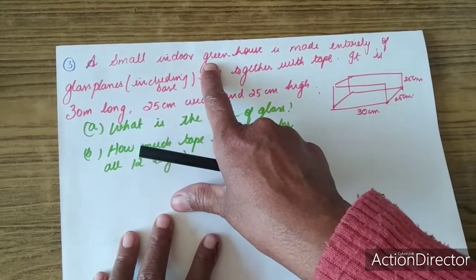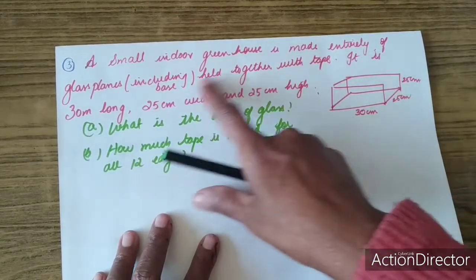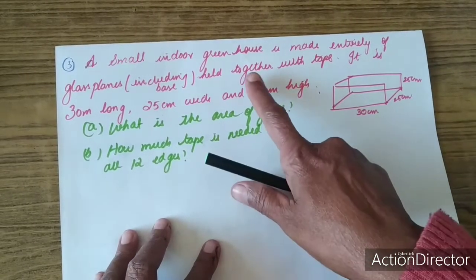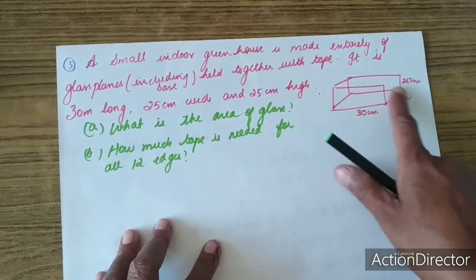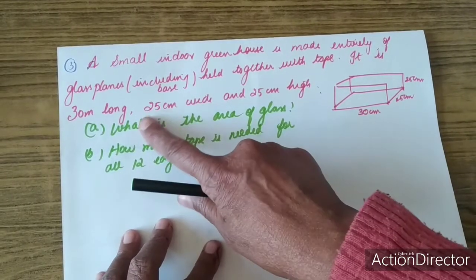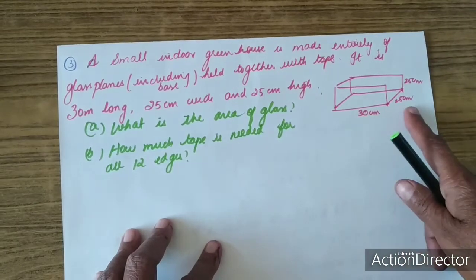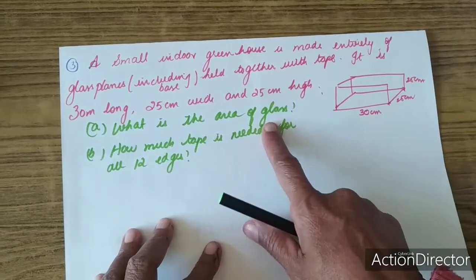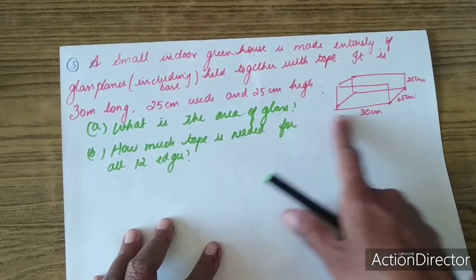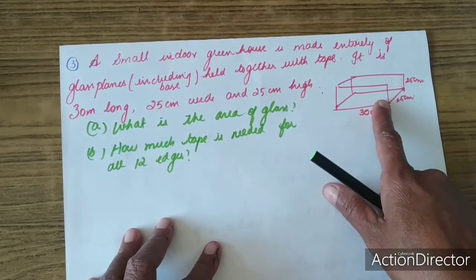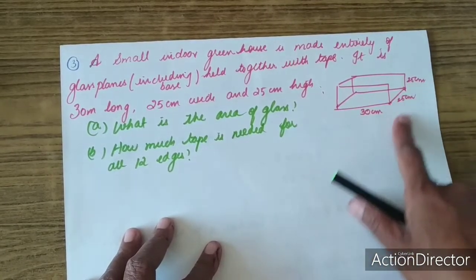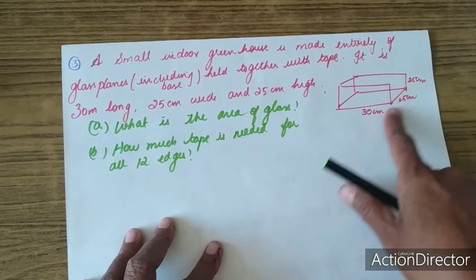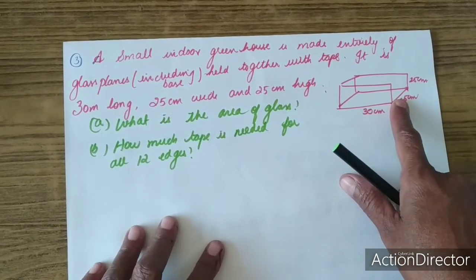A small indoor greenhouse is made up entirely of glass panes, including the base. The base is also made up of glass, held together with tape. It is 30 centimeter long, 25 centimeter wide and 25 centimeter high. So first you have to find the area of glass. Here the whole greenhouse is made up of glass, so it is nothing but the total surface area of the glass. Since length, breadth and height are given, it is in the shape of a cuboid.